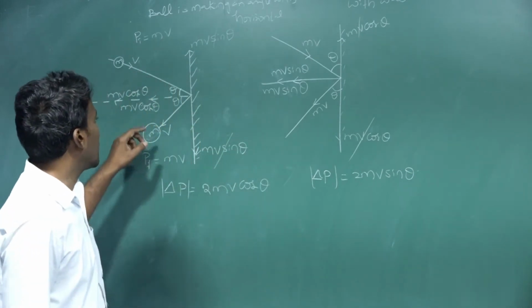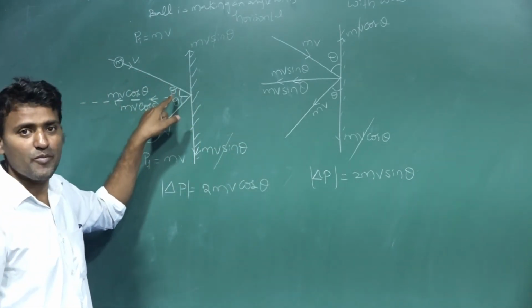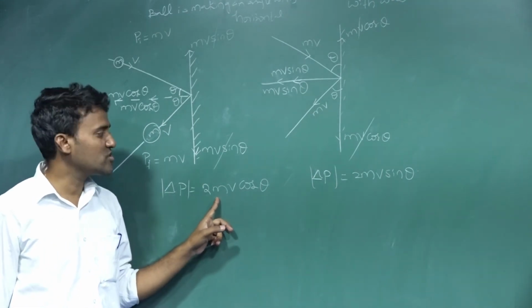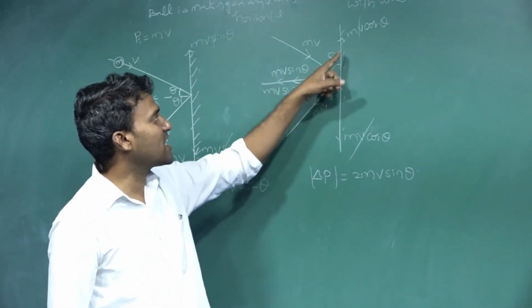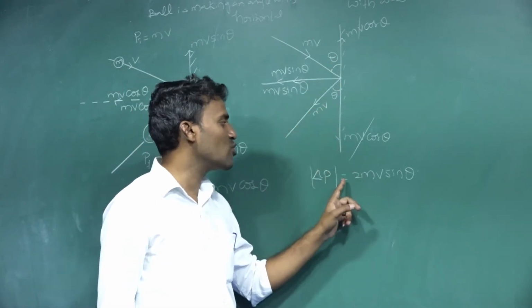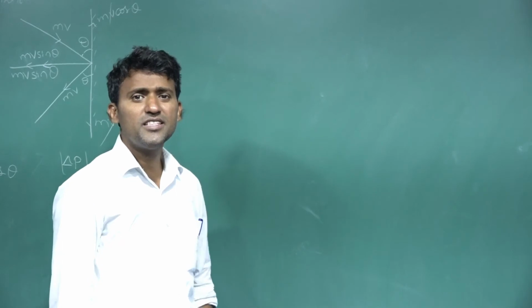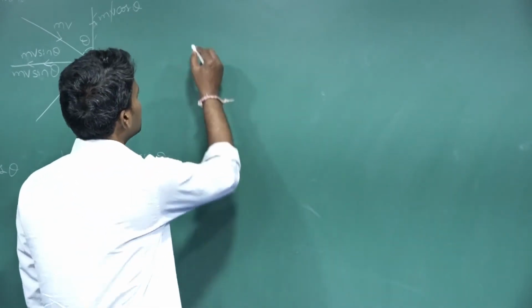See here, when the object is making an angle theta with the horizontal, the resultant momentum change is equal to 2mv cos theta. And if it is making an angle theta with the wall, then at that moment delta p is equal to 2mv sin theta.